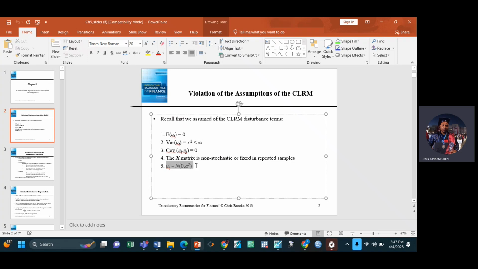And what does this mean? No. It means Ut is the error term, right? So this simply means the error term should be normally distributed with 0 mean and constant variance. So basically, it should be normally distributed. So you know these assumptions. Okay.